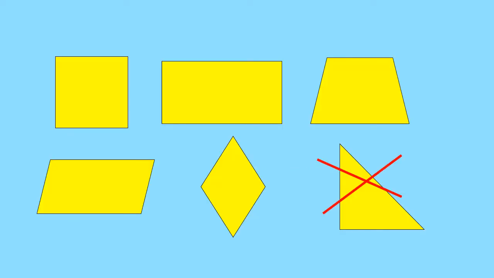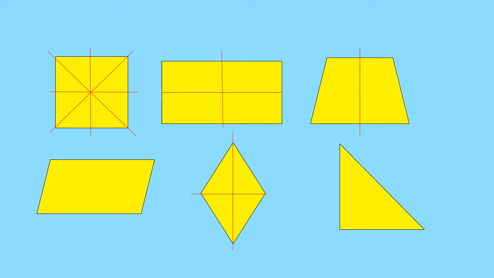So hopefully you've remembered that a quadrilateral is a shape that has 4 sides. So that means it can't be the triangle in this picture. All the other shapes are quadrilaterals though, they all have 4 sides. So now let's think about lines of symmetry. The shape we're looking for has 2 lines of symmetry.